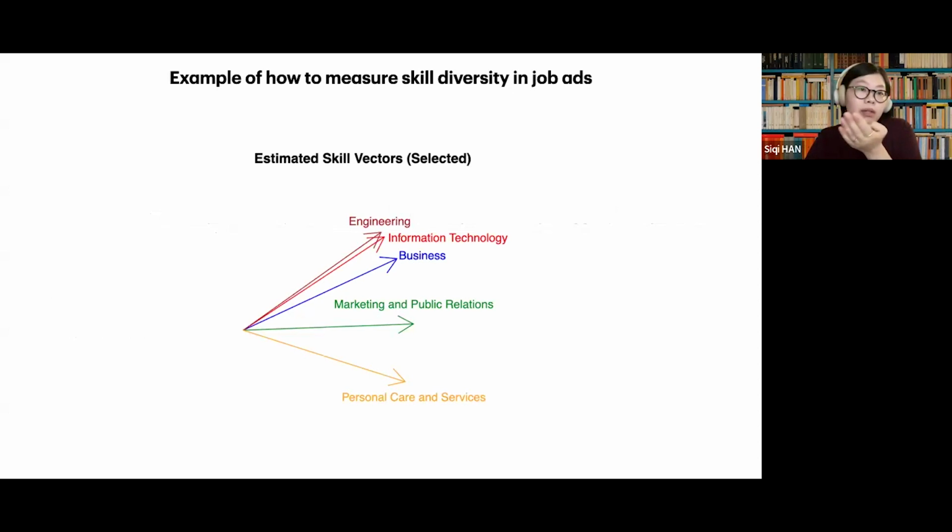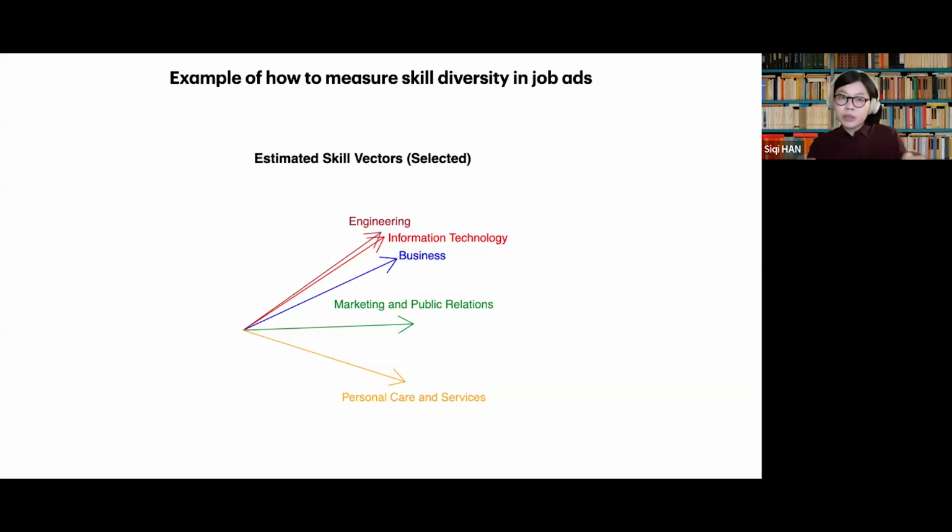And the result here makes intuitive sense, as you can see. Engineering skill, information technology skill, they essentially are similar skills, related skills. So the angle of their vectors are not very big. But if you compare engineering and personal care and services skills, then the skill distances of the two vectors are really large.